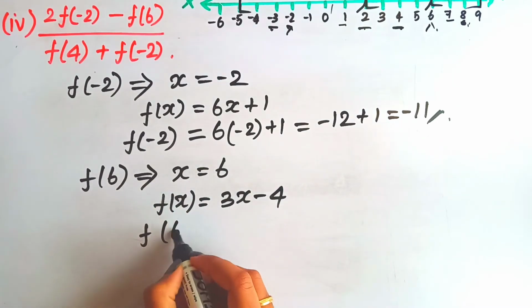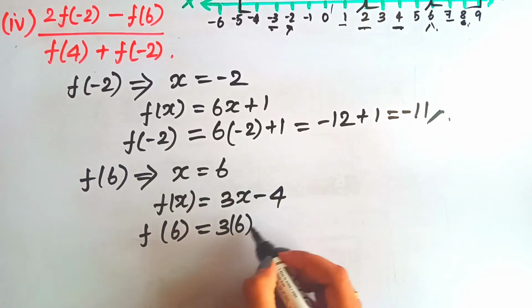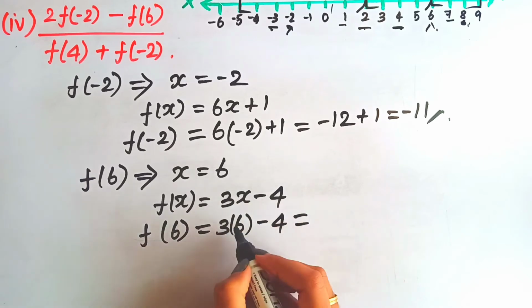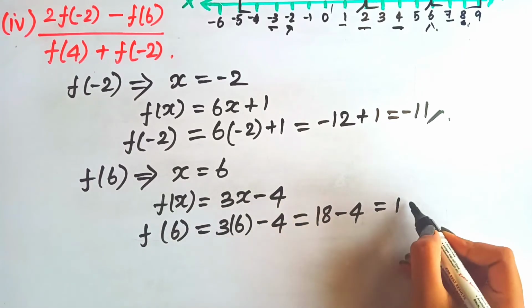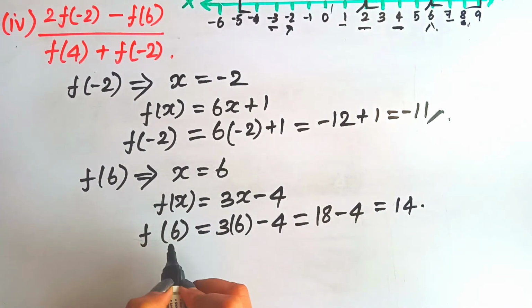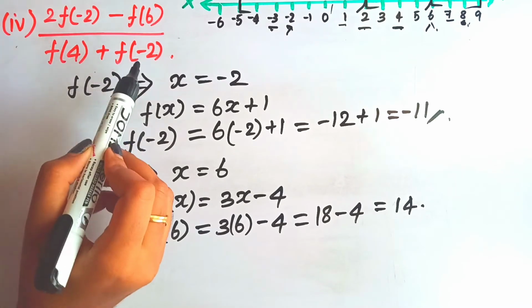So f of 6 will be equal to 3 into, in the place of x we have to substitute 6, minus 4. So 6 3s are 18 minus 4 will be equal to 14. So we have found that f of 6 is equal to 14. So what else is to be found? F of 4 and f of minus 2.